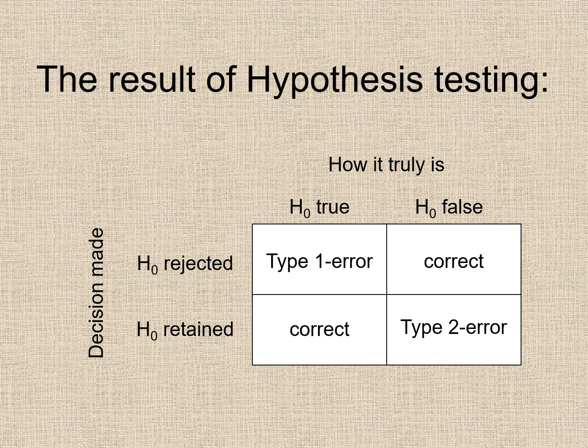And in the opposite direction here, you retain a false null hypothesis. So you say that there isn't any difference between group means, no correlation between X and Y, no effect of A on B. So you retain the null hypothesis, but the null hypothesis is actually false. So there is actually a difference or a correlation or an effect. So false negative. You miss something, you miss a result that actually exists. That's called a type 2 error.